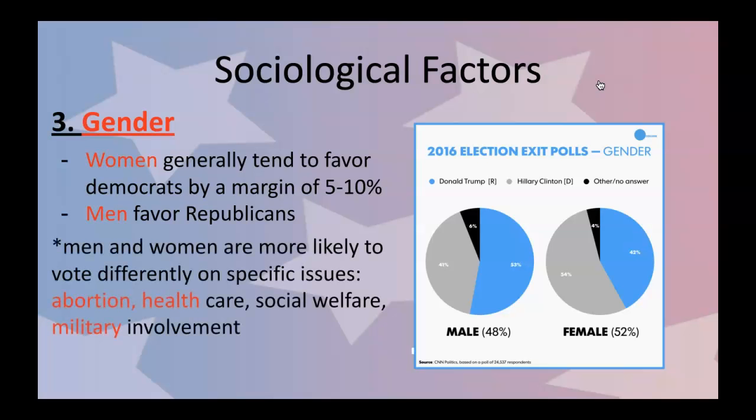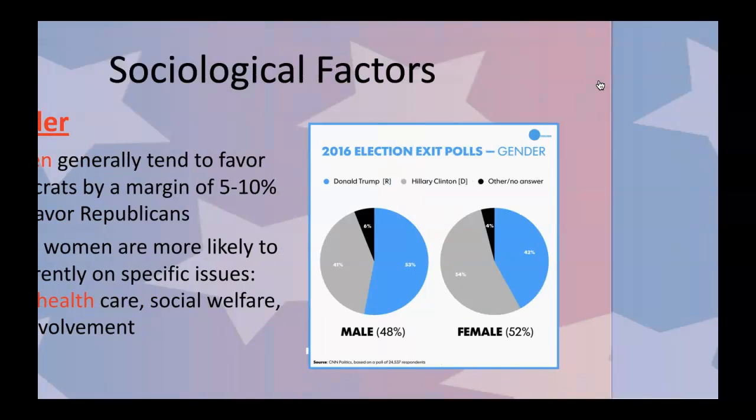Well, men and women are more likely to vote differently on specific issues. You see, women and men might view the issues of abortion, healthcare, social welfare, and military involvement quite differently. So, for example, women might look at the issue of abortion and the right to choose as more personal and private than men would in general. And so, in many ways, this could be enough to alter or deter their vote.